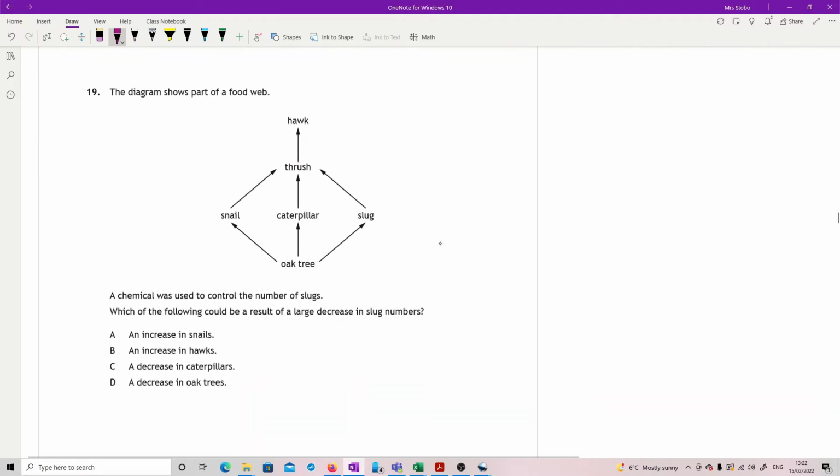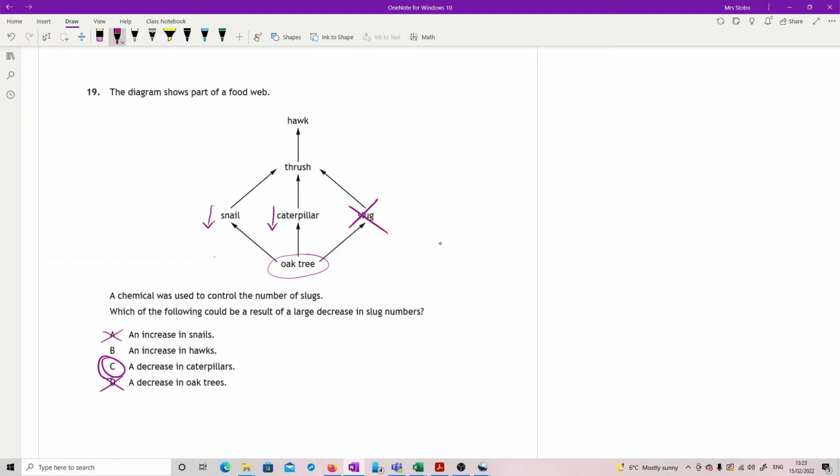Question 19. We've got a food web. A chemical was used to control the number of slugs. Which of the following could be a result of a large decrease in slug numbers? So we took out these guys. I'm expecting my oak tree has got one less thing eating it, so it's going to be in a better state. So I'm not expecting a decrease in oak trees. The thrush has probably got a problem because it's now got less things to eat. Because of that, it will probably start eating more snails and more caterpillars, so they will go down. So I'm expecting a decrease in snails and a decrease in caterpillars, so C is correct.